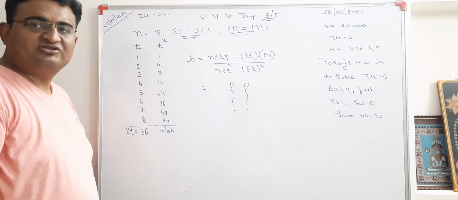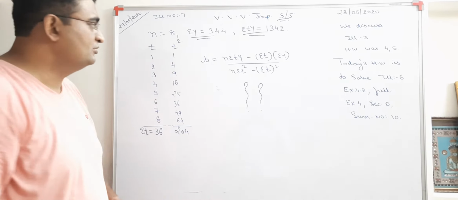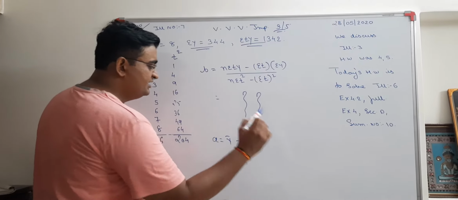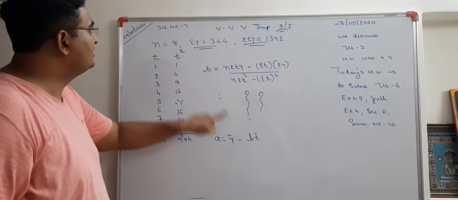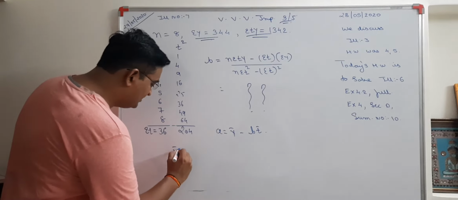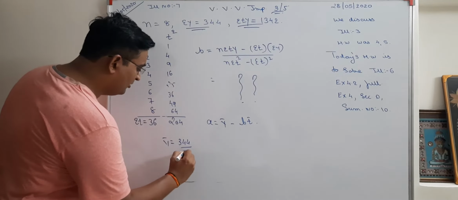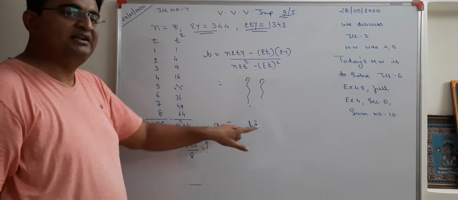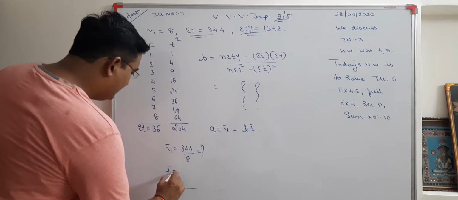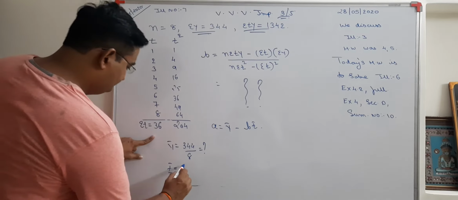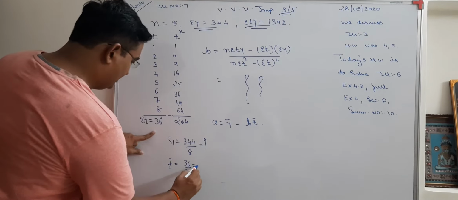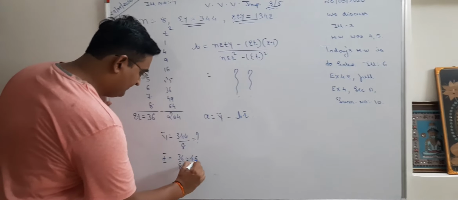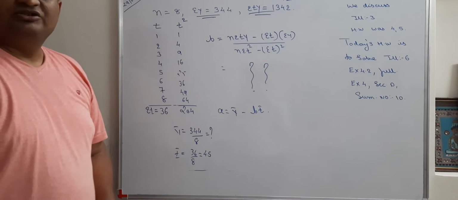You can make a solution by yourself. Alright? Or shall I do it for you people? It's already there in the textbook. Then you have to find a. a is equal to y bar minus b t bar. How to find y bar? y bar is equal to 344 upon 8, whatever it comes. b you have got the answer, and t bar. What is t bar? t bar is equal to sigma t, that is 36 upon 8, which comes to 4.5. Then put it into the equation, you will get the answer.